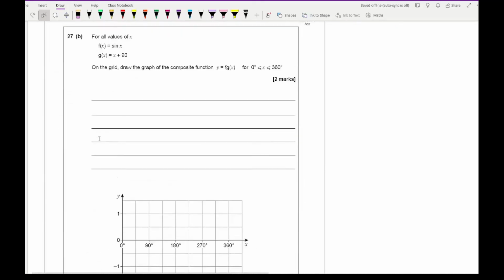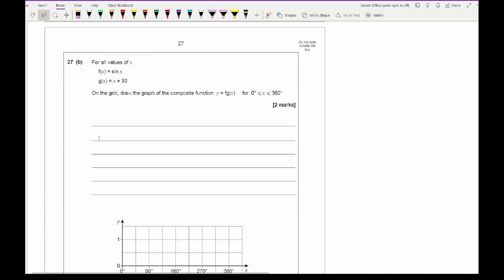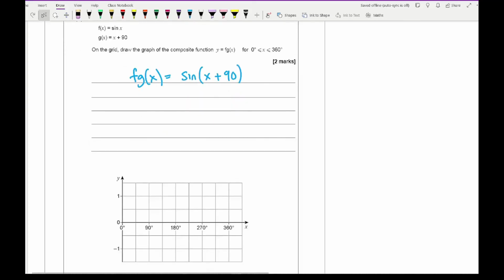Then with 27b it says for all values of x, f of x equals sine x and g of x equals x plus 90. On the grid below, draw the graph of the composite function fg of x between the values of 0 and 360 for x. So for this, what we're going to end up with is fg of x equals sine of x plus 90. So from this, what we then want to plot is this. Now this is basically a shift of 90 degrees to the left.